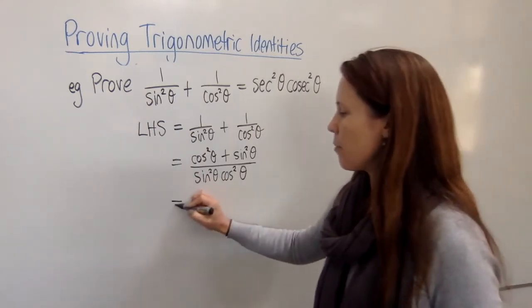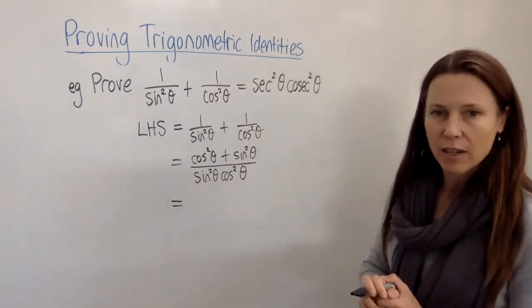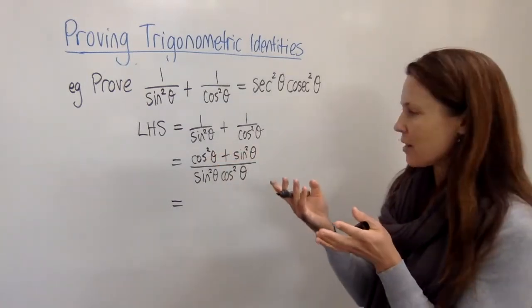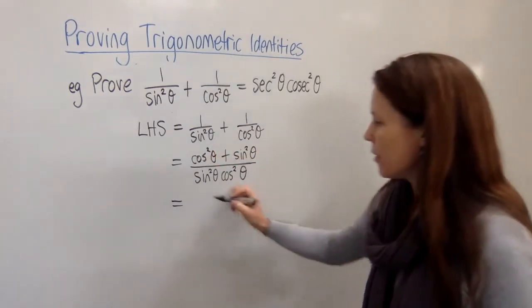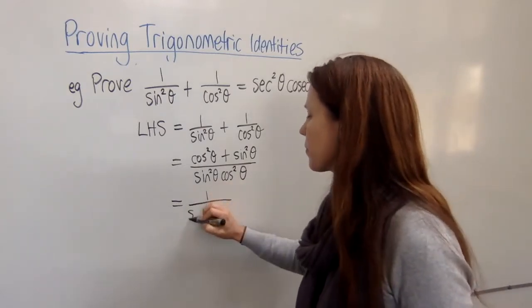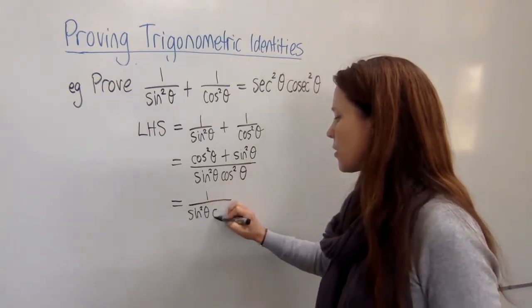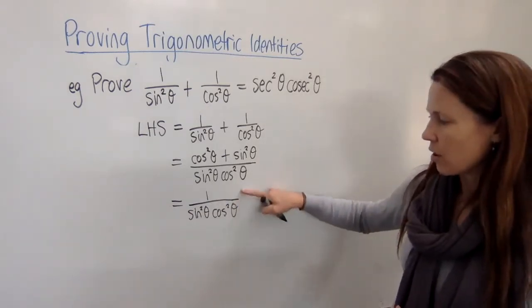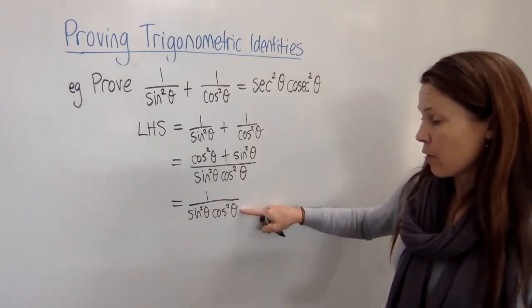All right, next step, have a long hard look at it, see if there's anything you can tidy up. Oh, sine squared theta plus cos squared theta, that's a Pythagorean identity. That equals 1. So on the next line, write that down and rewrite the bottom. Now we've got something that looks a lot like a reciprocal ratio.